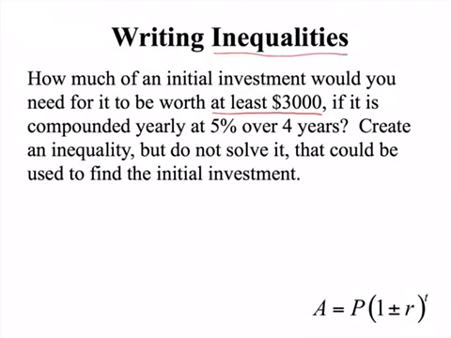So we're compounding yearly, so this is not compounding continuously. If we used continuous, we would use the PERT formula. We are compounding yearly, so we're going to use this formula in the bottom corner. Our rate is 5% over 5 years. We're going to create an inequality.